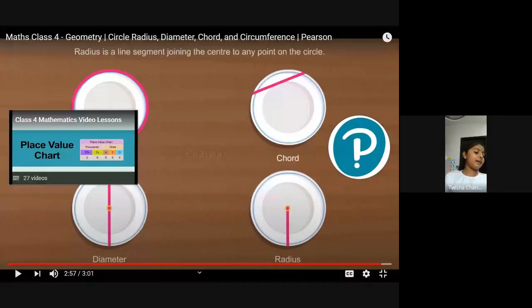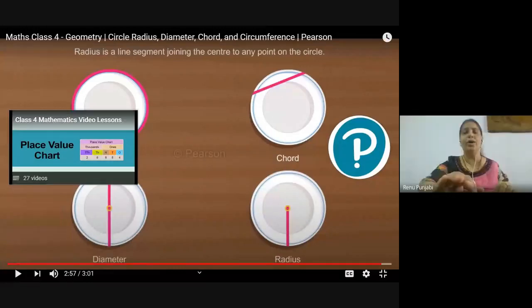Ma'am, if my diameter is 19.5 centimeter, then my radius will be 9.5. No, it is less than 9.5. Then 9 centimeter. 9.25 around this. Yes.